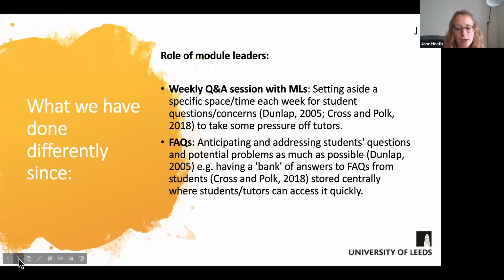We also try to anticipate students' questions and any issues as much as possible and have almost a bank of answers to those frequently asked questions where both students and tutors could access key information quickly. So for example, for our presentation assessments, we had a 6-page document which had every question we could possibly think of and a really detailed answer. So we were able to just direct students there for most of the questions that they had.